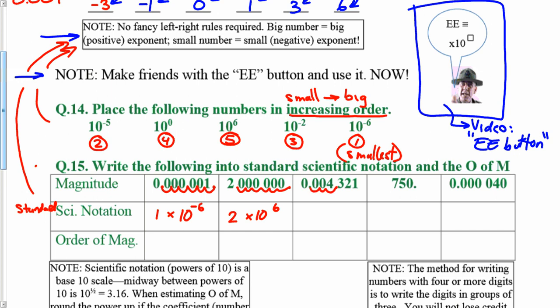Next one. All right, we want to move our decimal here, immediately to the right of the first non-zero. That moves 1, 2, 3 spots. So we have 4.321 times 10 to the, we move 3 spots. This was a small number. We're going to put a negative there. 750. Okay, immediately to the right, 1, 2. So 7.50 times 10 to the, move 2 spots, it's a big number, positive 2. And then finally, 1, 2, 3, 4, 5. We want that decimal right there. And we have 4.0 times 10 to the, we move 5 spots, it's a small number, make it a negative.